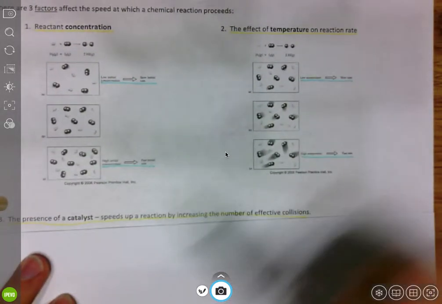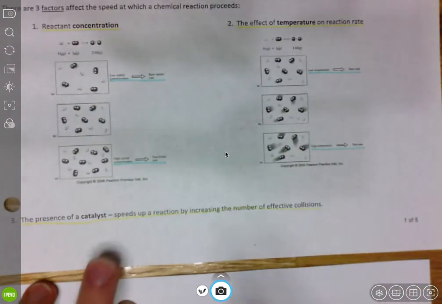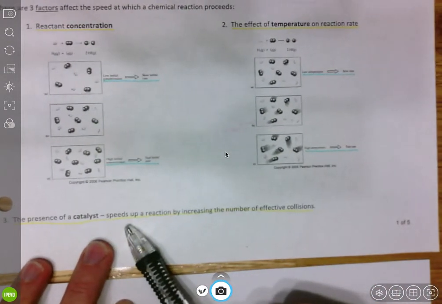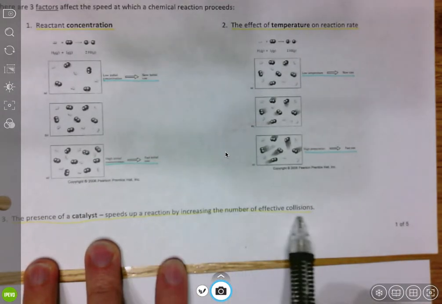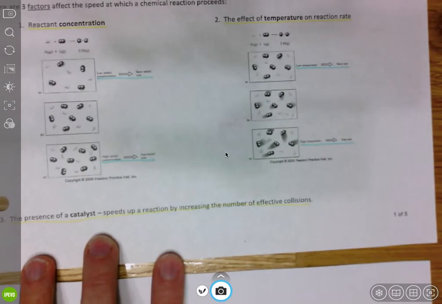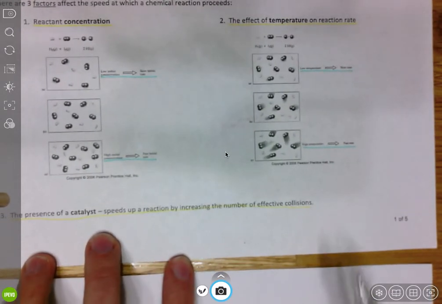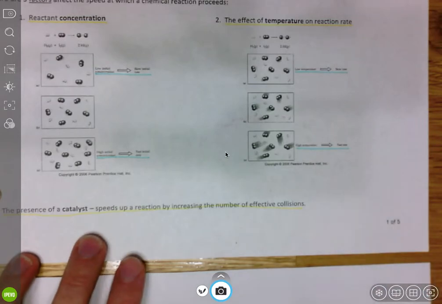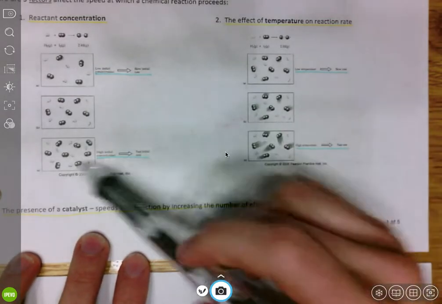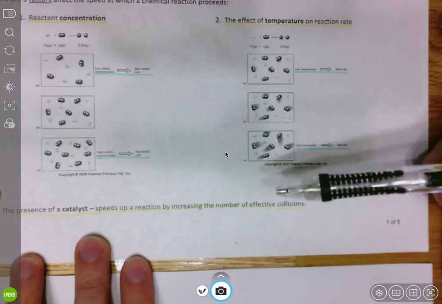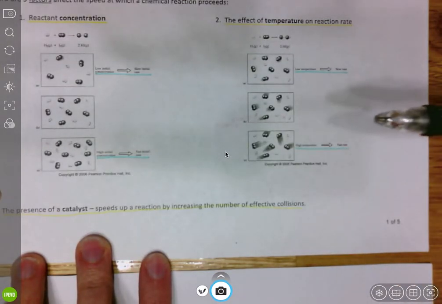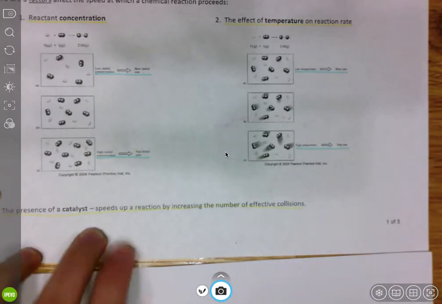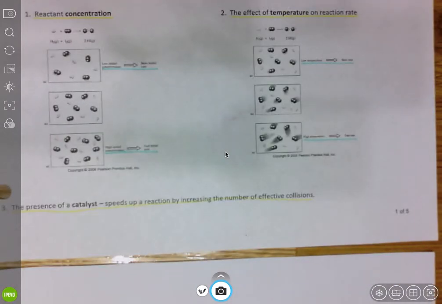And then 3, the presence of a catalyst. So a catalyst, we've talked about this before, but a catalyst speeds up a reaction by increasing the number of effective collisions. So basically, an enzyme in your body is a catalyst, so it grabs your reactants and it orients them in the right way in order to make our products. So that's basically what a catalyst is doing. So it speeds up our reaction that way.